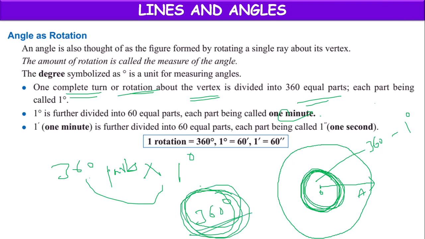So this measurement is called complete angle. Complete angle means 360 degrees, the rotation angle made by one complete rotation.